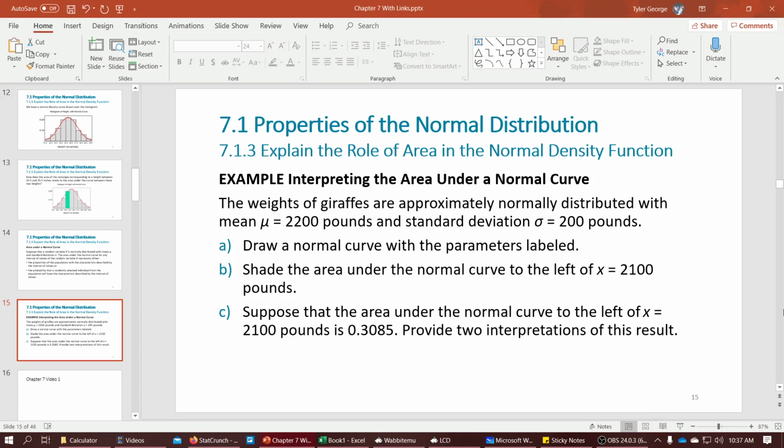So our first example here is about giraffes. Their weights are approximately normally distributed with a mean of 200 pounds and a standard deviation of 200 pounds. Our first task here is to draw a normal curve with the parameters labeled. That's going to be our mean and the standard deviations away from the mean on the x-axis. We're then going to shade the area under the normal curve to the left of 2100, and we're going to answer this question. Suppose the area under the normal curve to the left was 0.3085. How do we interpret that result? What does that number mean?